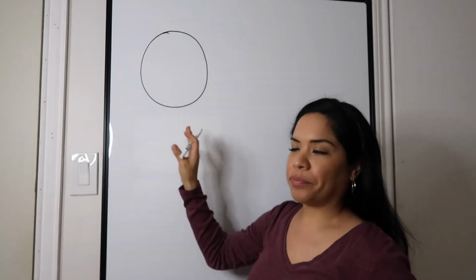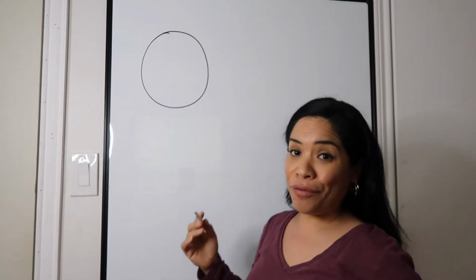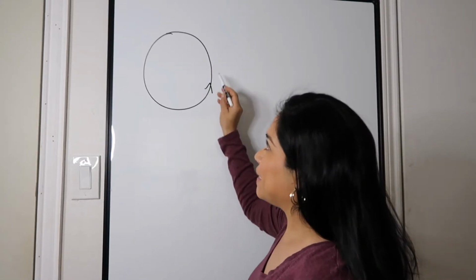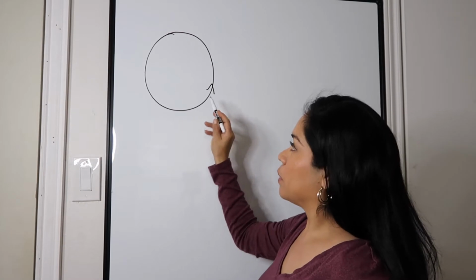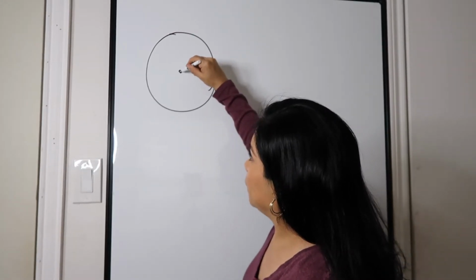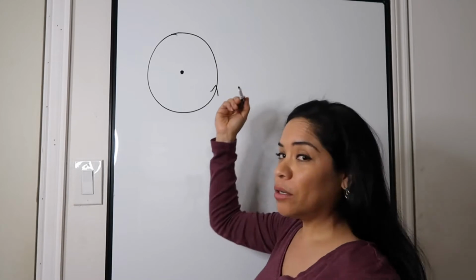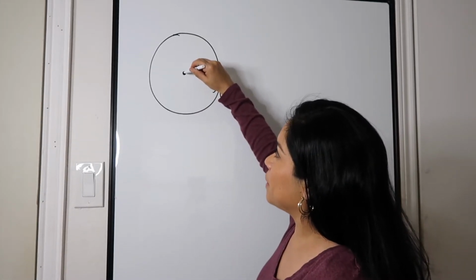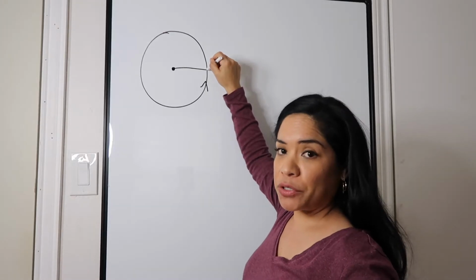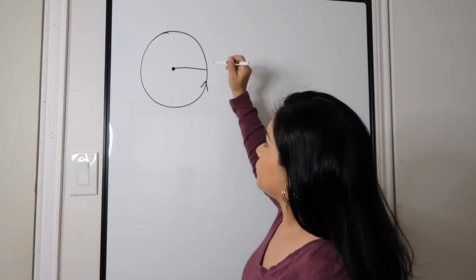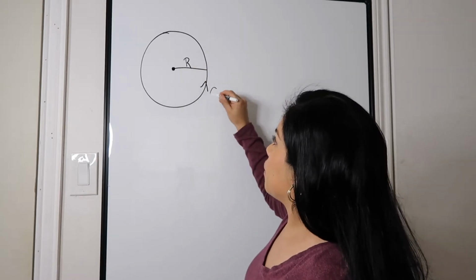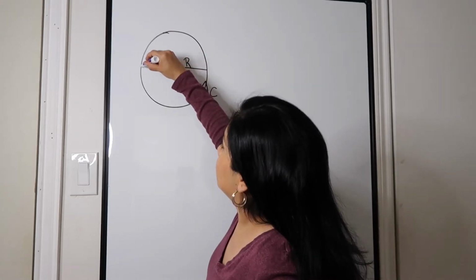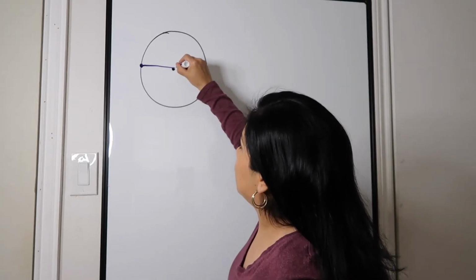Here we have a circle. The circumference is the perimeter of the circle, the distance around the circle. The center is right in the middle, the center or the origin of the circle. The radius is the distance from the center to any point of the circle. This will be the radius. Here's the circumference. The diameter is the distance from one end of the circle to another end of the circle.